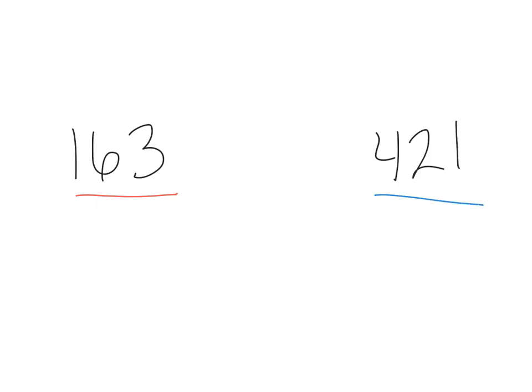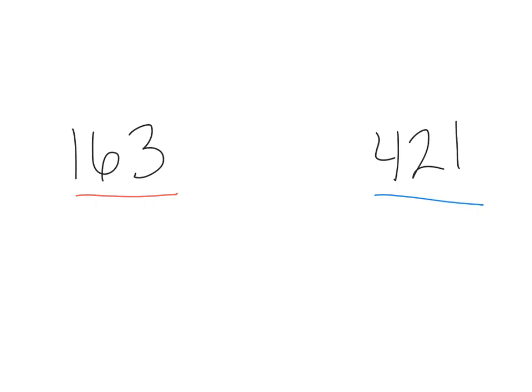So let's say the number 163 and the number 421. Well, if I'm looking at them, I can see they both have 3 digits. 163 goes out to the hundreds place. 421 goes out to the hundreds place. So we know that they have the same number of digits. But then we can also look at how they are different.